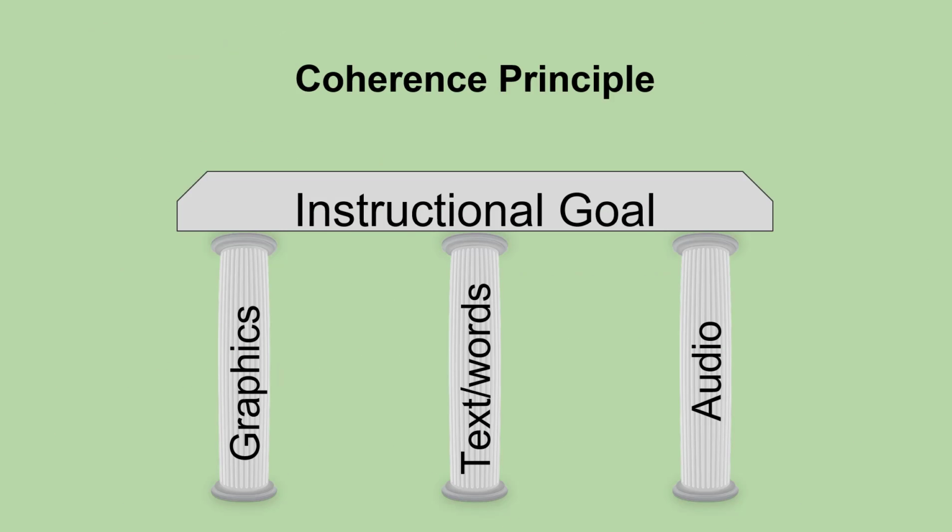What is the Coherence Principle? The Coherence Principle is a multimedia principle supporting that the instructor avoids adding material that doesn't support the instructional goal. The key idea here is that more material often means less understanding, and it's commonly violated. You want to keep your multimedia limited to what is central and supportive of the instructional goal of your lesson or content.